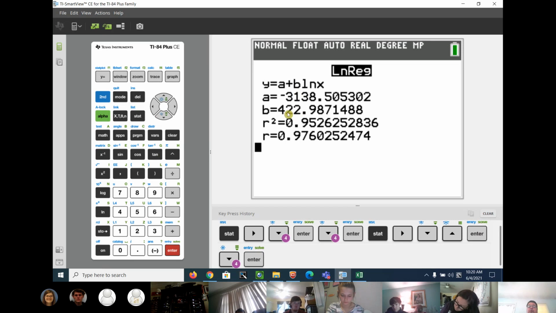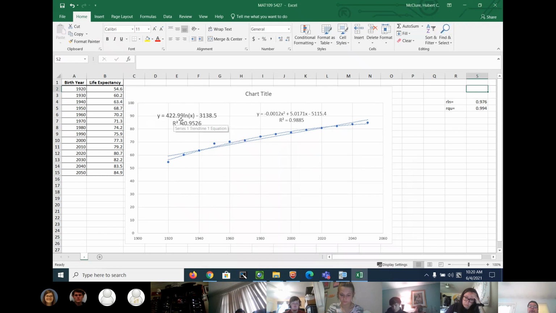So 422.987 natural log of x minus 3138.5053. And you don't have to write down the R's because we already did that. So the calculator, and you see that the answers are pretty much in sync.